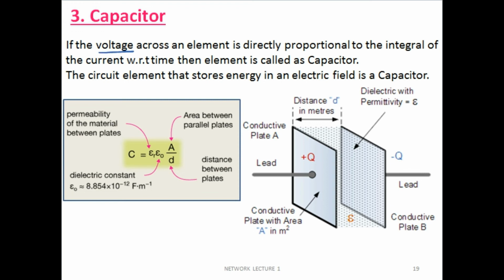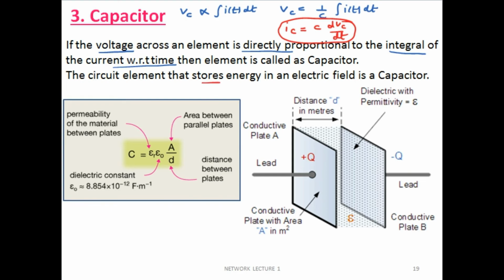Okay, so the next element is the capacitor. In case of a capacitor, the voltage is directly proportional to the integral of the current with respect to time. If we remove the proportionality sign, we get 1 by C integration of i(t) dt. Also, after rearranging, the current across the capacitor is given by C dvc by dt.